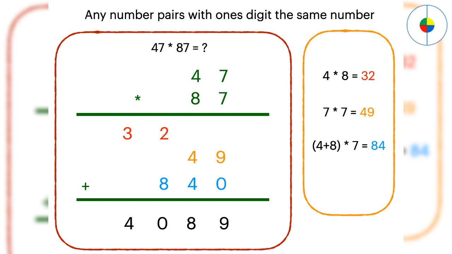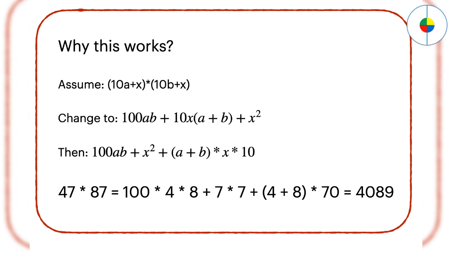For both numbers, if the ones digits are the same, you put the multiplication of the tens digits in the hundreds position and the multiplication of the ones digits in the ones position. Then you add the tens digits, times the ones digit, and put it in the tens position. Here is the reasoning behind it. Sometimes, it may not be easy to calculate. But if you do some practice, you can do it faster.